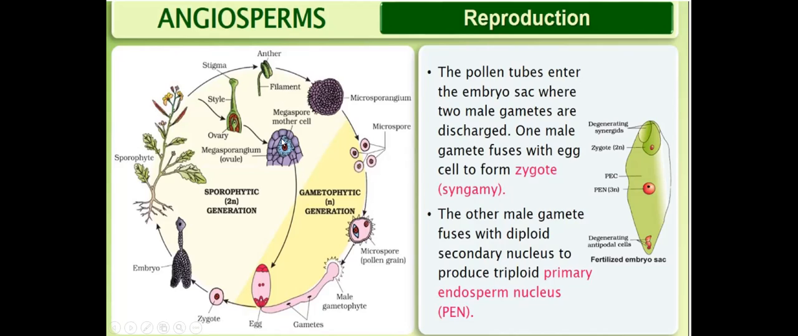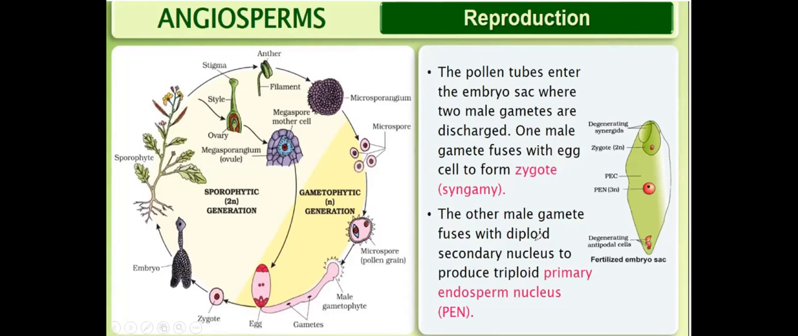The pollen tube enters the embryo sac where two male gametes are discharged. Here, the pollen tube has two male gametes, 1 and 2. One male gamete fuses with the egg cell to form the zygote. One male gamete will fuse with the egg cell, and that will form what? That will form the zygote. The second will fuse with the polar nuclei.